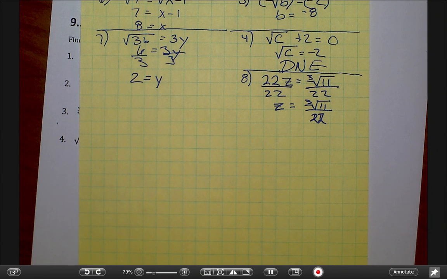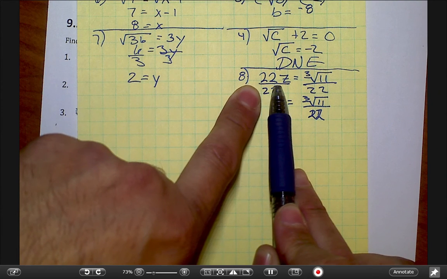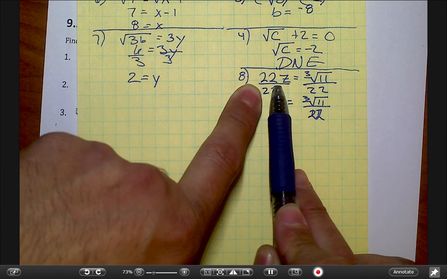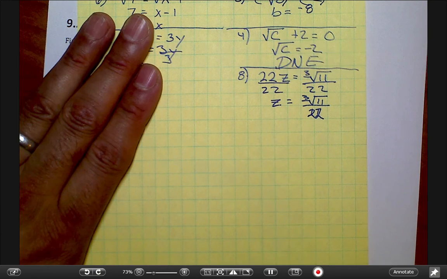Okay, back to this. See this right here? What is the 22 doing to the z? Multiplying it, right? So to undo a multiply, I need to divide. So I'm dividing both sides.